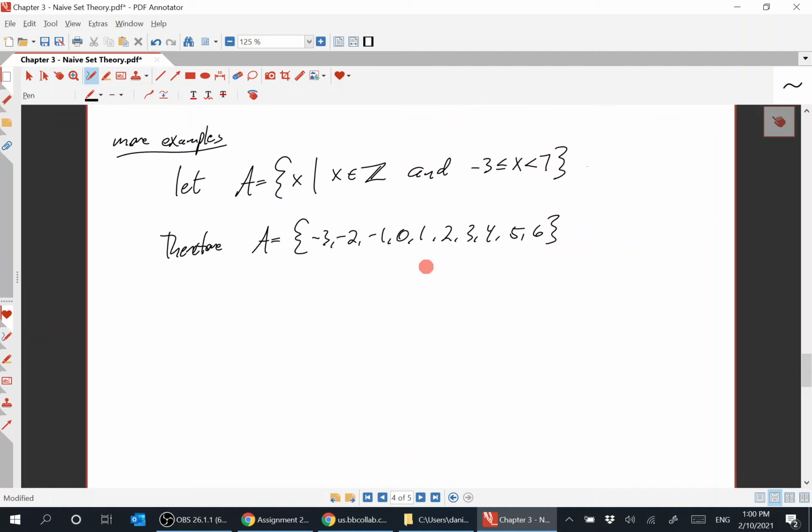How about this? Let A be equal to, so let's take this set again, and let's modify it a little bit.